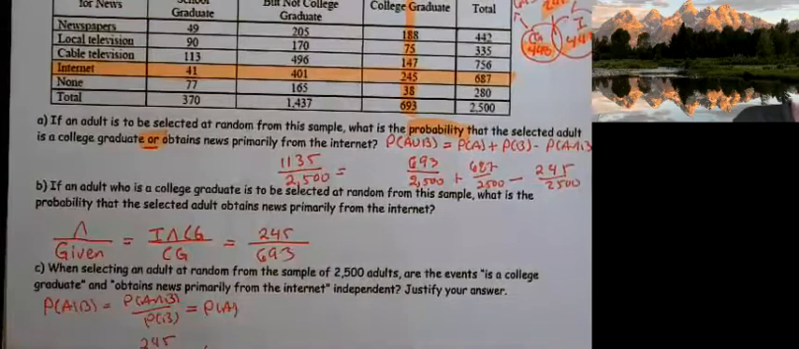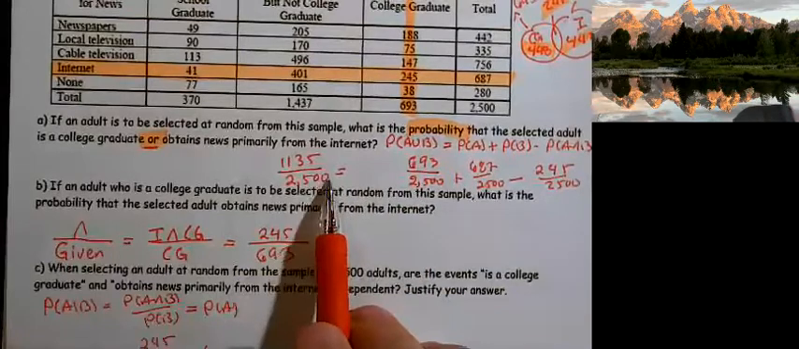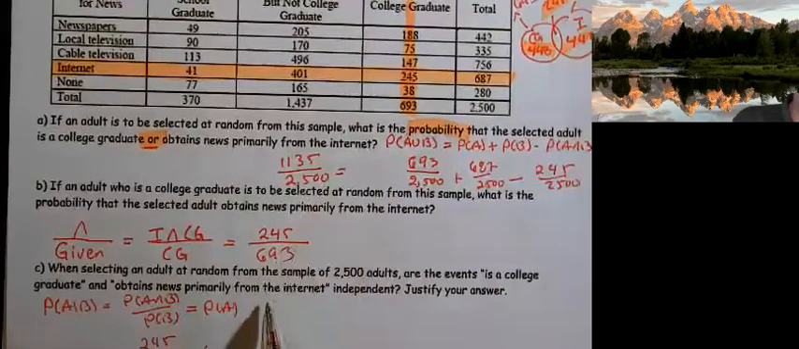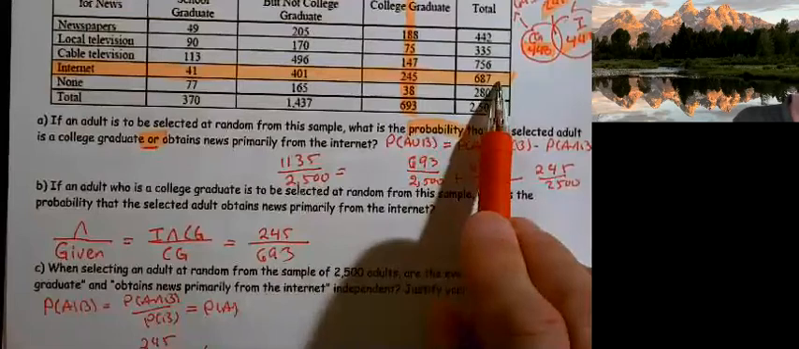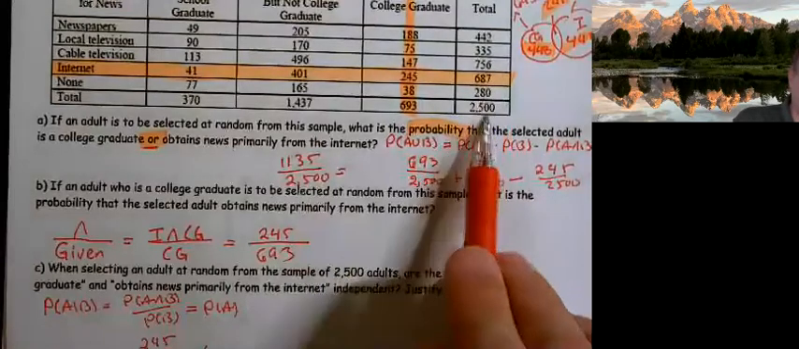And in this case, we'd already done and said, is a college graduate or obtains news from the internet. What's the probability they obtain news from the internet? Well, 687 over 2,500.